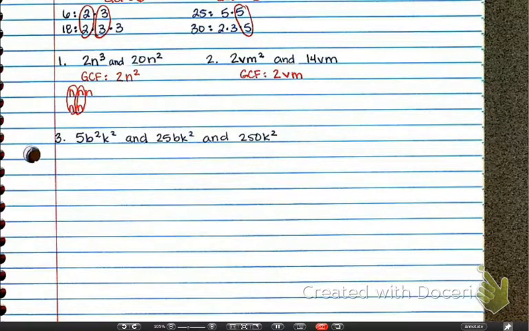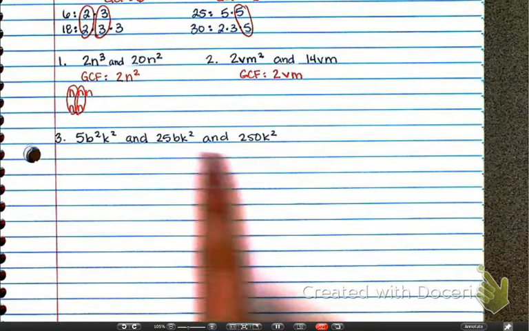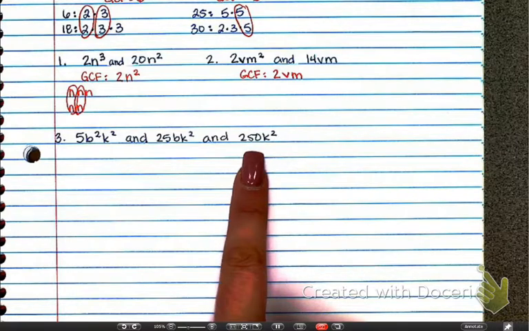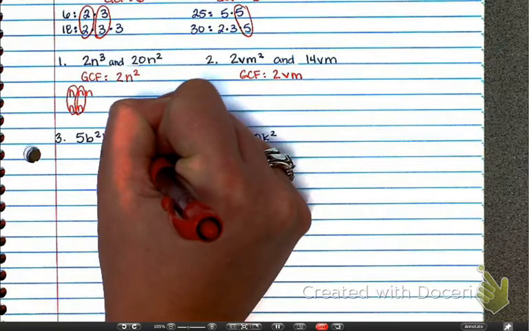I got it. So instead of 2 terms, you're looking at 3. So you have to ask yourself what all 3 terms have in common. Not just 2 of them, all 3 of them. So if I look at the coefficients, what does 5, 25, and 250 have in common? 5. Okay, 5 goes into 5, 5 goes into 25, 5 goes into 250. It's the largest number that goes into all 3 of those. Okay?